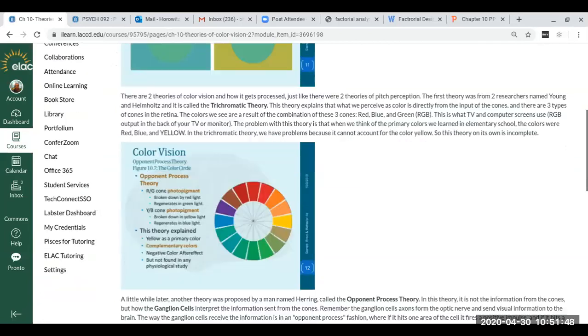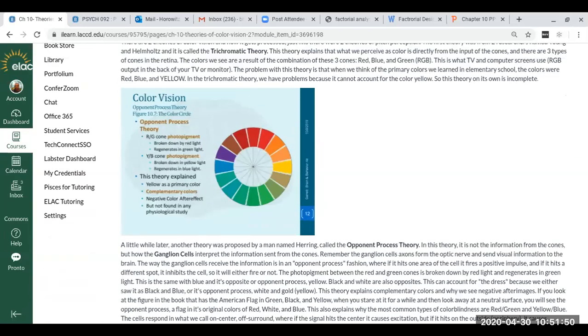And we can see here that this is the opponent process theory slide. So red and green, as you can see at the top is red, and on the opposite side is green. On the right side, you see yellow, and on the left side, just opposite that, is blue. And that's how these are explained.